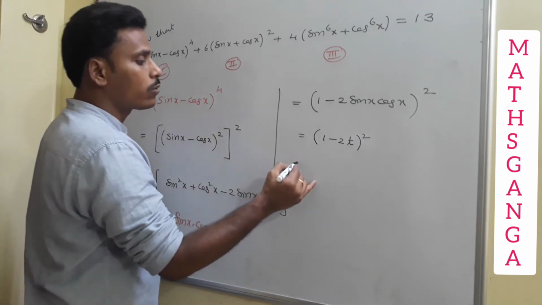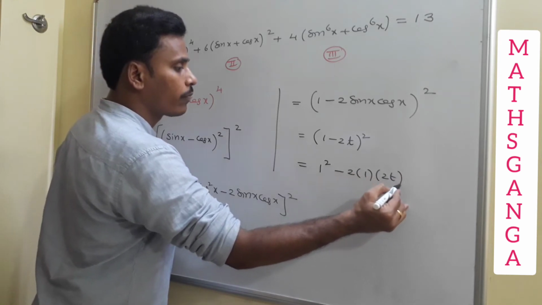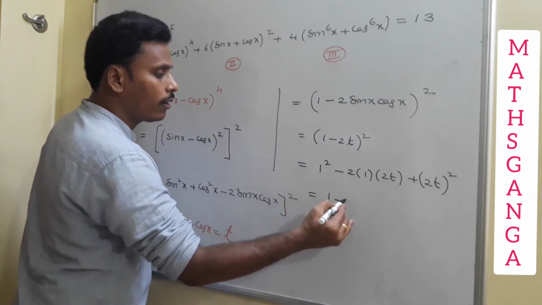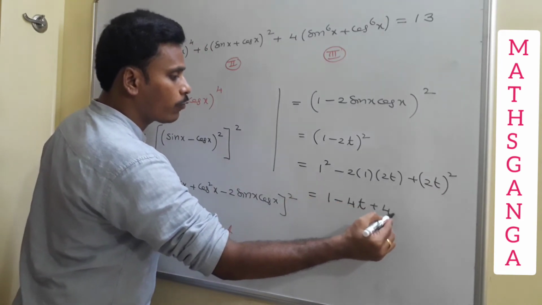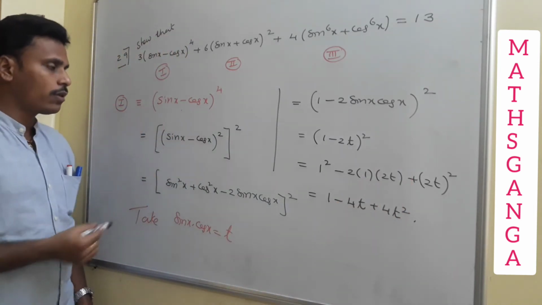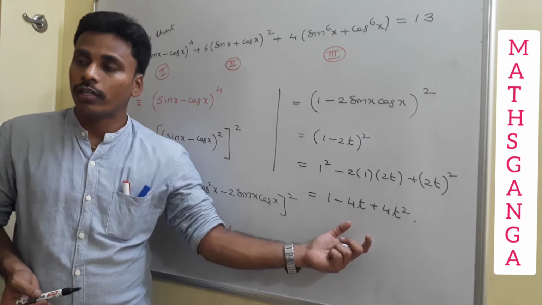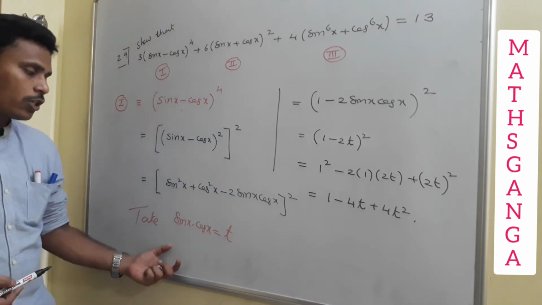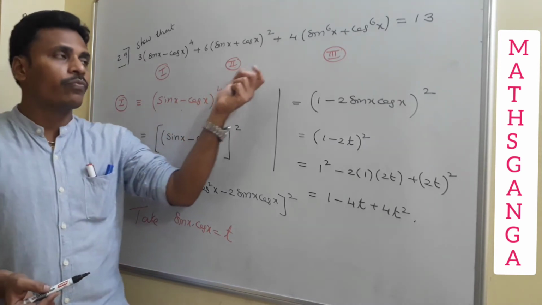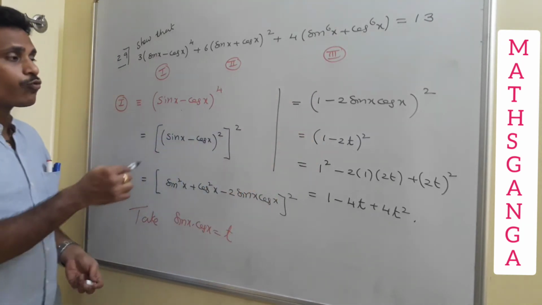So (1 minus 2t) whole square is nothing but 1 square minus 2 into 1 into 2t plus (2t) square. If you simplify, 1 minus 4t plus 4t square is the result. Have a look at this. I started with the first expression, and on simplification the result is 1 minus 4t plus 4t square, where t is sin x into cos x. Keep this sin x into cos x in your mind and then try to simplify the second one as well as the third one. At the end you need to combine all these things. I will erase this for the space concern.